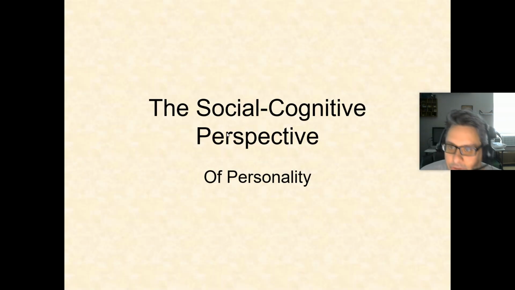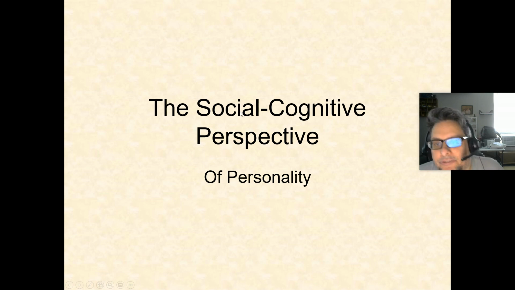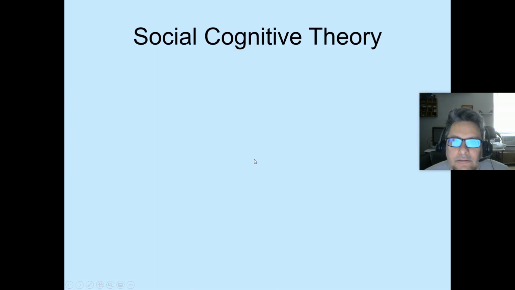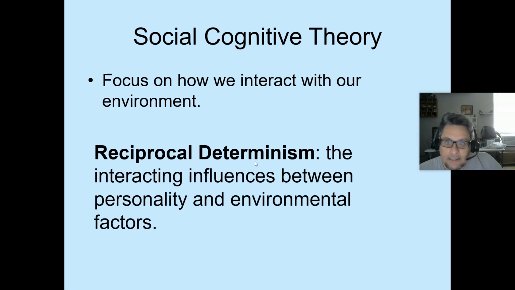All right. So the social cognitive perspective. We're still talking about social psychology, but we're bringing in the cognitive to it, right? So social cognitive theory: how do we interact with our environment? One of the terms here is reciprocal determinism. This is the interacting of influences between personality and environmental factors. So your personality can affect the way that you act on the environment, which can, in return, affect the way that the environment acts on you.